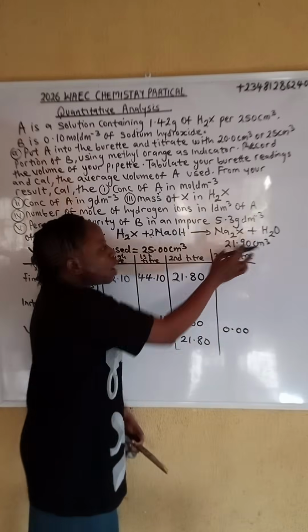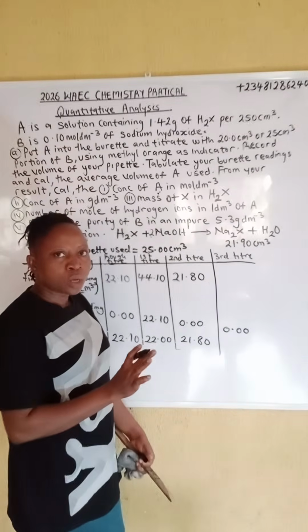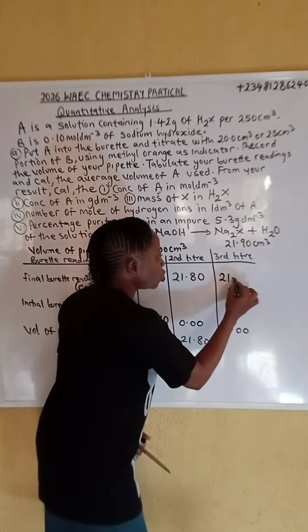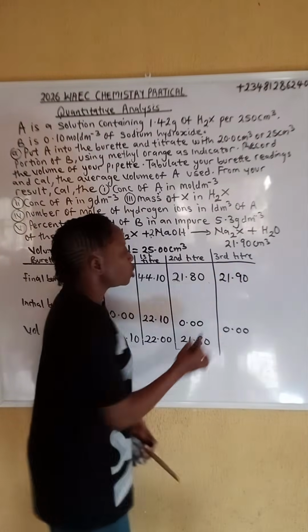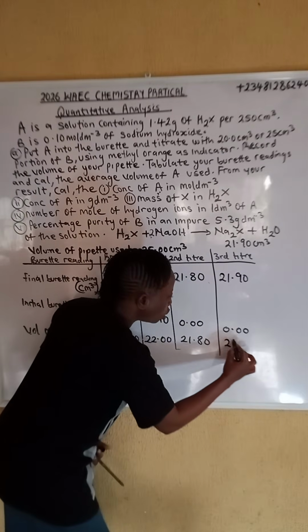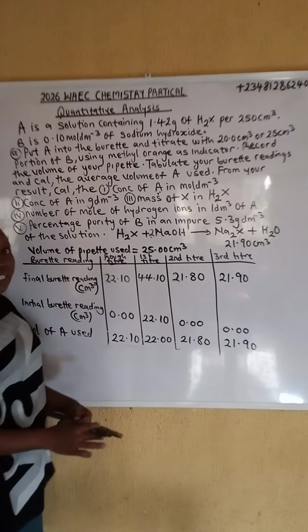So now I'm going to make use of this exact value. So that will be 21.90. So 21.90 minus 0.00 will give me 21.90. So we have completed the table.